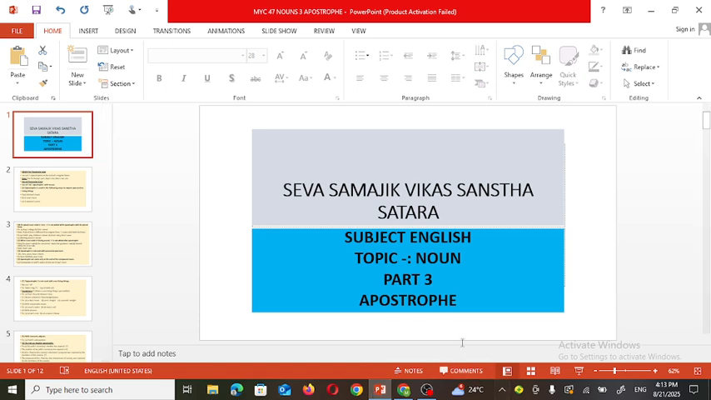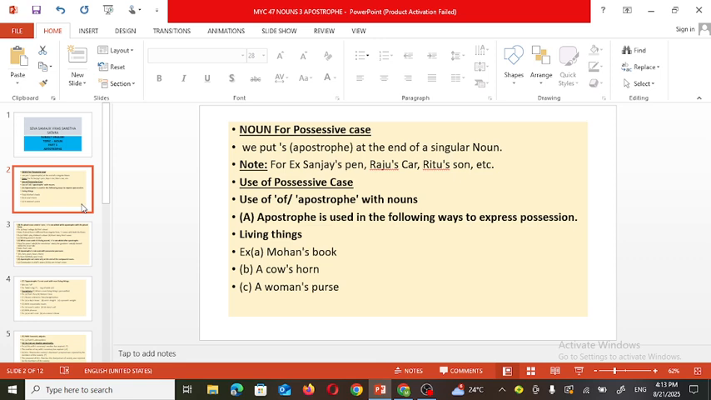Friends, today we are going to continue our topic. Here we are going to discuss in detail the use of the apostrophe, and then we will see a few more examples of finding the error. Now let's see when and how we use the apostrophe when the noun is in the possessive case. Friends, when we are using the noun in a possessive case, at that time we use the apostrophe.